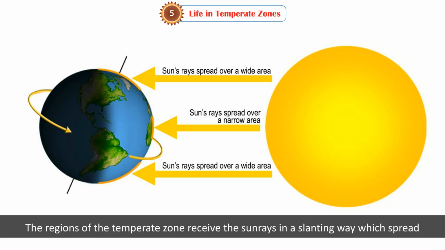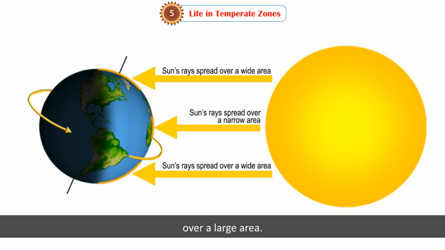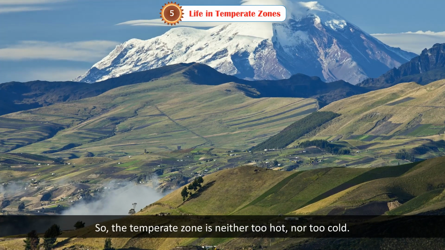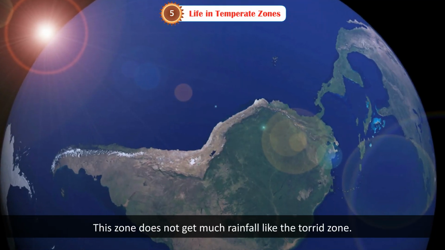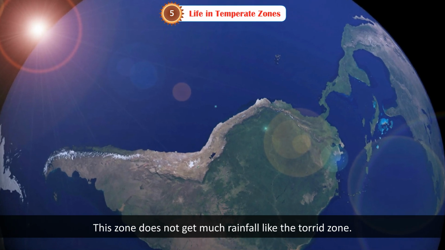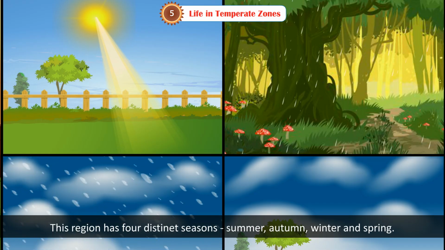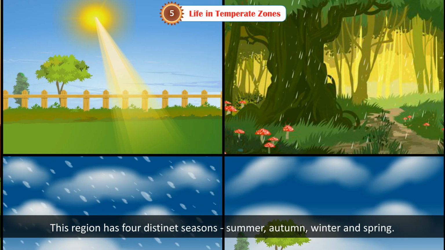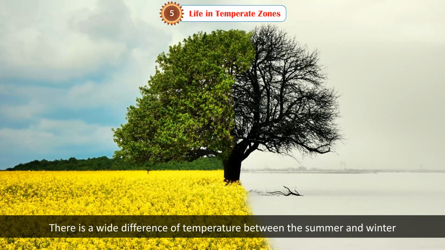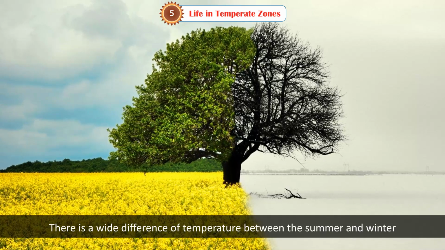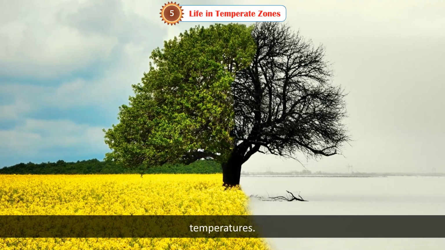Climate. The regions of the temperate zone receive the sun rays in a slanting way, which spreads over a large area. So, the temperate zone is neither too hot nor too cold. This zone does not get much rainfall like the torrid zone. This region has 4 distinct seasons: summer, autumn, winter, and spring. There's a wide difference of temperature between the summer and winter temperatures.